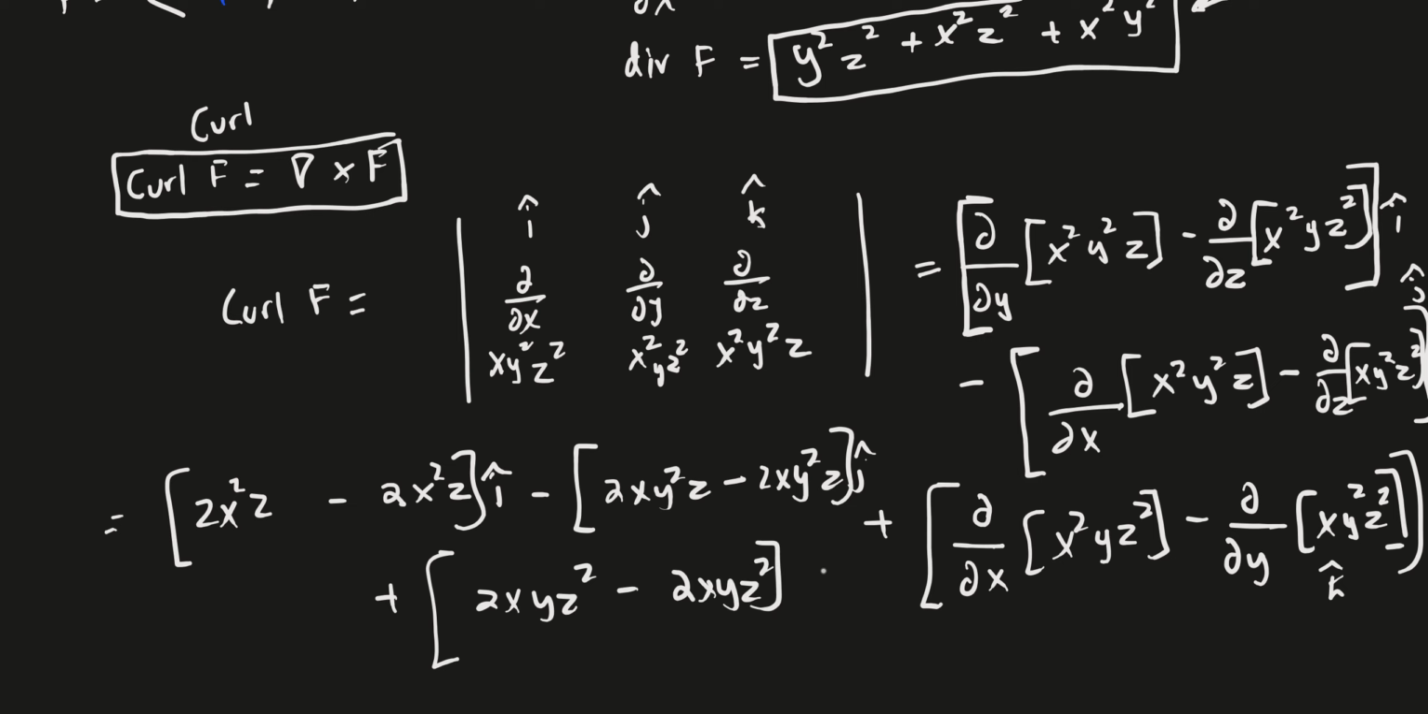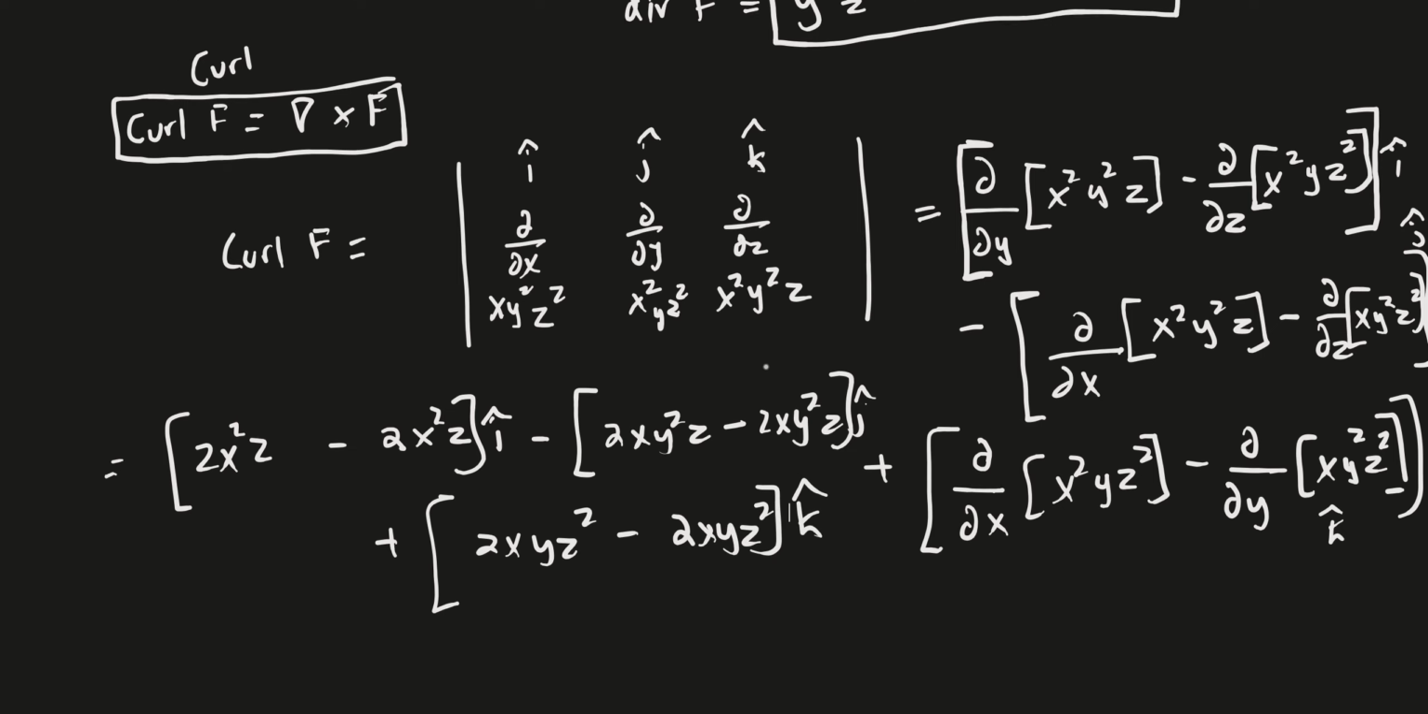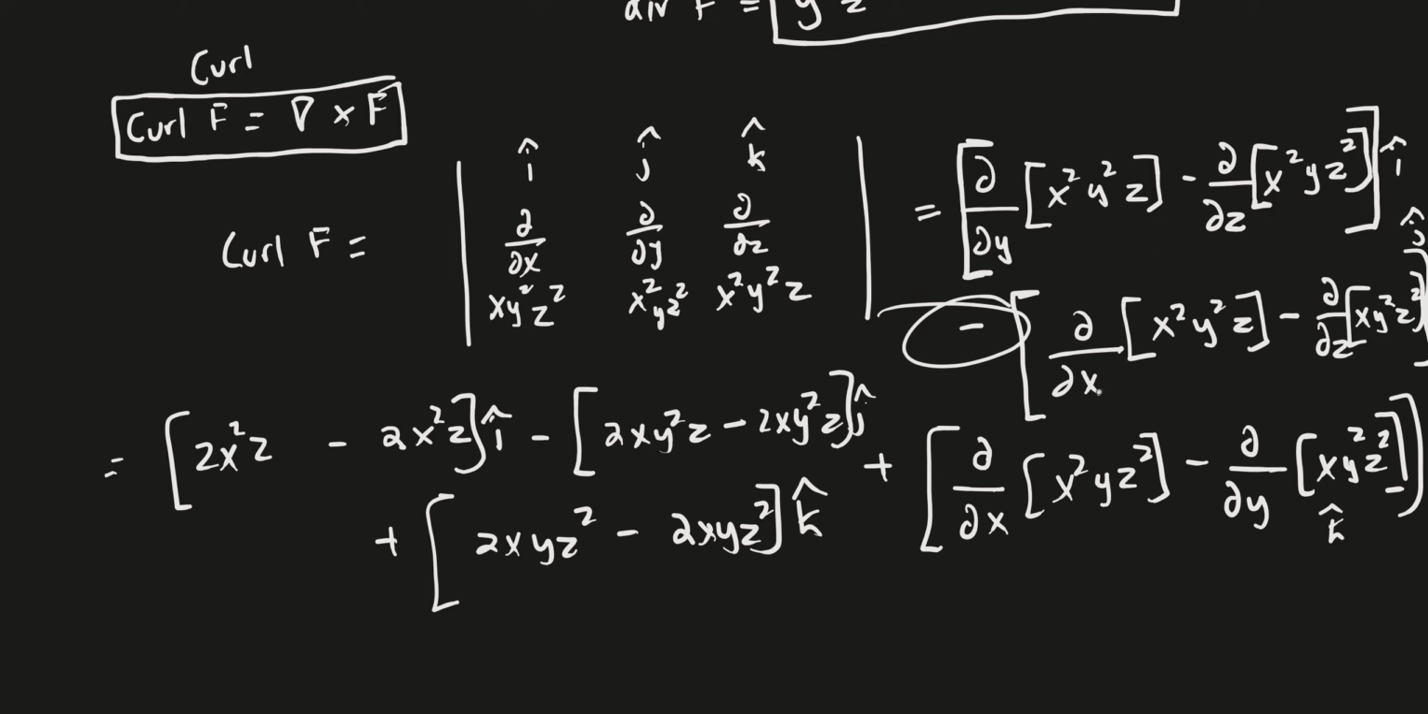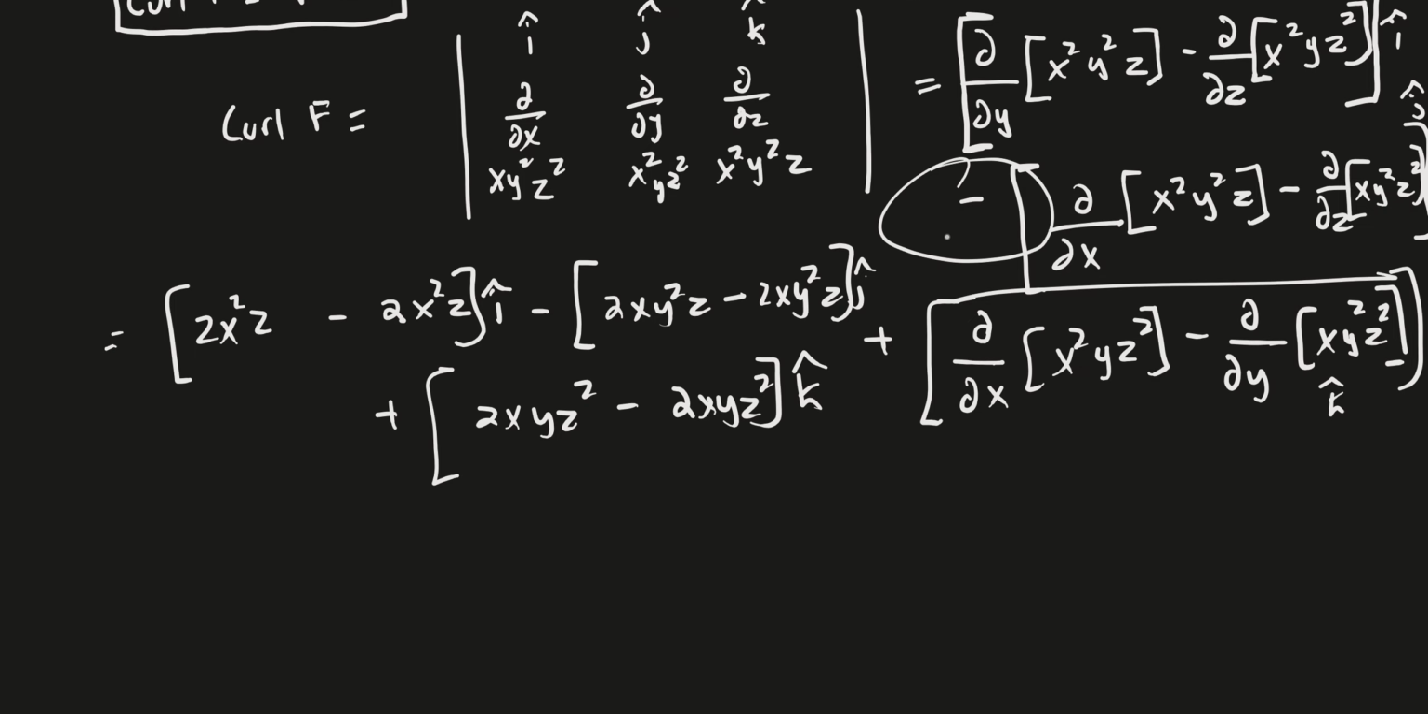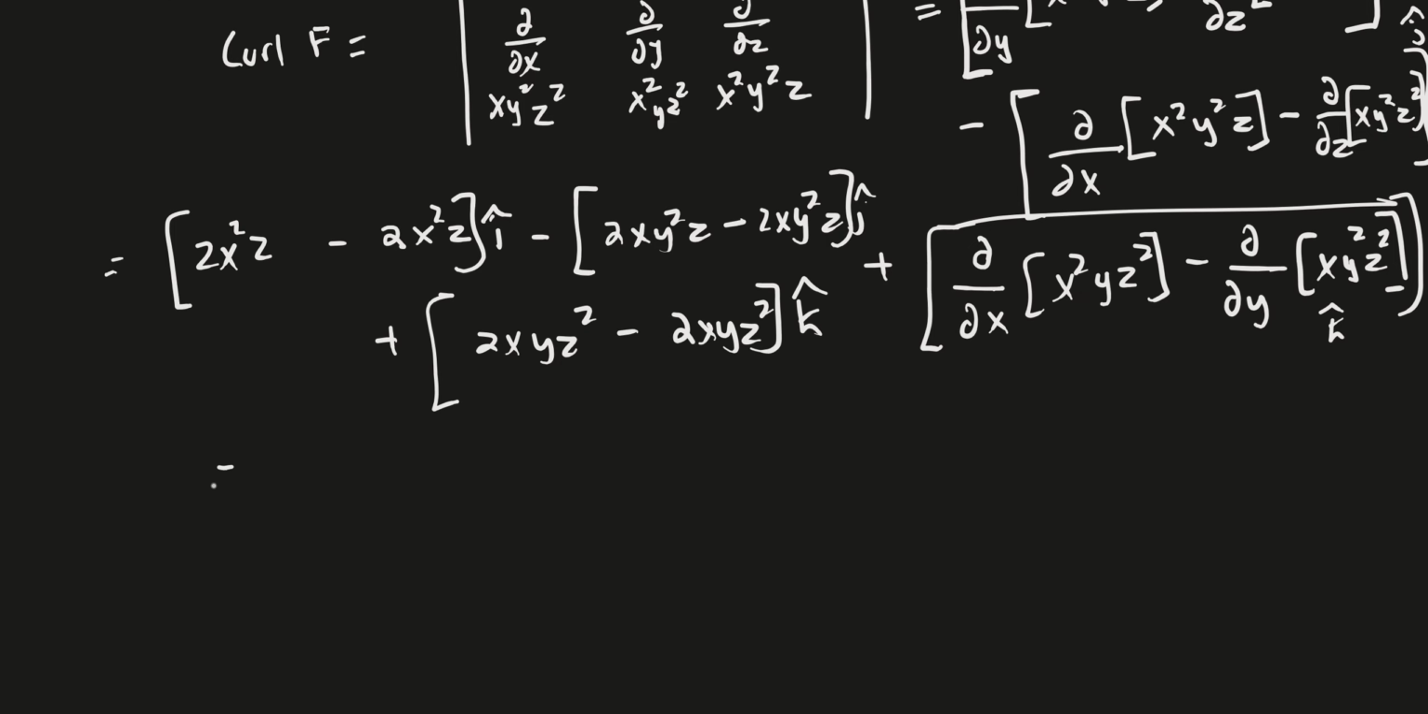Remember, when you're doing the determinant, the first one is i, then minus, then this, and then plus that. That minus is important, though here it doesn't really matter. It's just 0i minus 0j plus 0k. So really, we can think of it as 0, 0, 0, which is the zero vector.